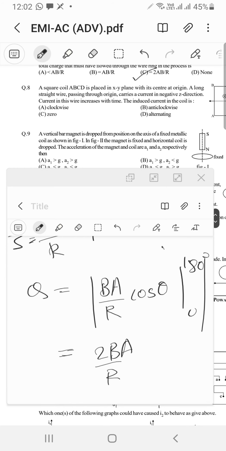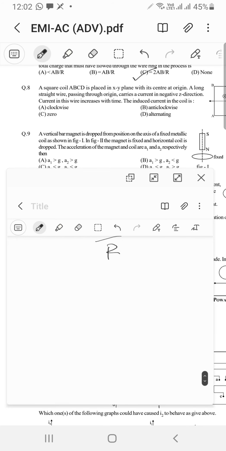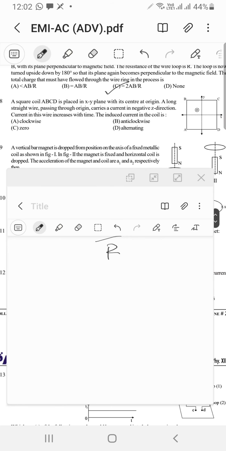Okay, a straight coil ABCD is placed in XY plane with its center at the origin. A long straight wire passing through the origin carries current. Current in this wire increases with time. The induced current in the coil. Okay.